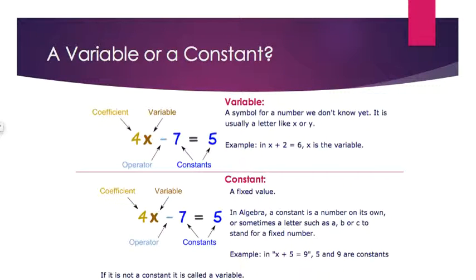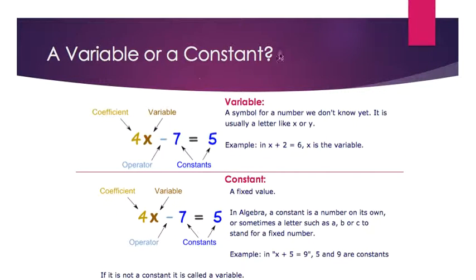So let's go through our vocabulary. The first thing we want to be able to identify in an expression is whether we're looking at a variable or a constant. A variable is a symbol for a number that we don't know yet. It's usually a letter like X or Y. So for an example, x plus 2 equals 6. The x is my variable.